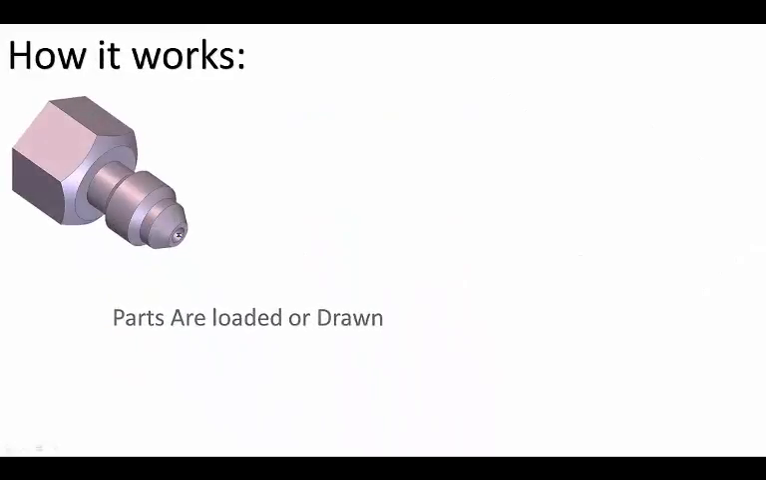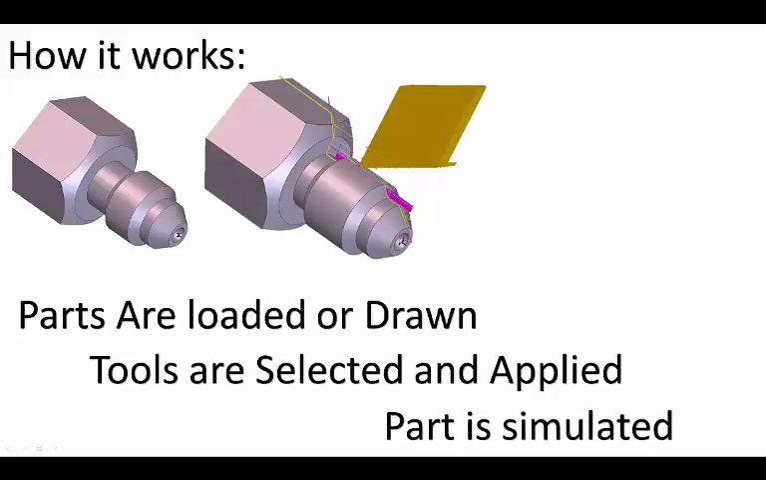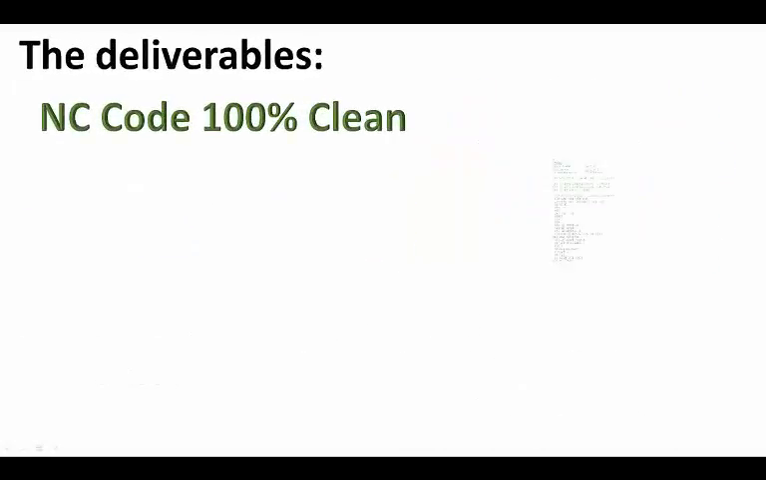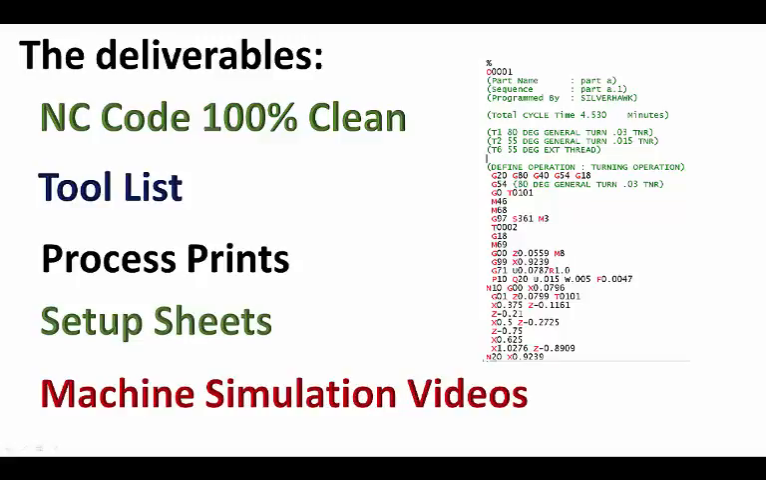The part is either loaded or drawn. The tools are selected and applied. The part is simulated on the machine. So once it's simulated, we get the deliverables. The deliverables are 100% clean code, a tool list, process prints, setup sheets, machine simulation videos, anything to get the part on and off the machine quicker.